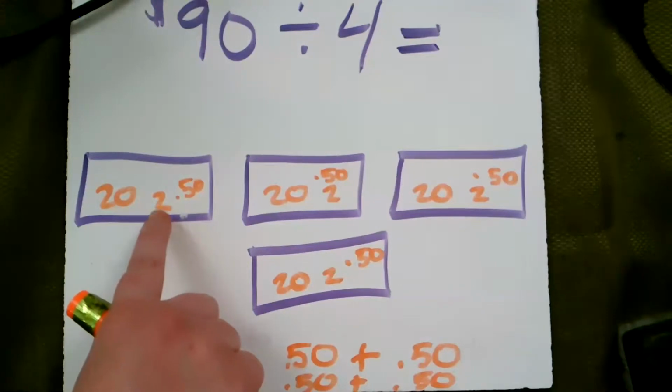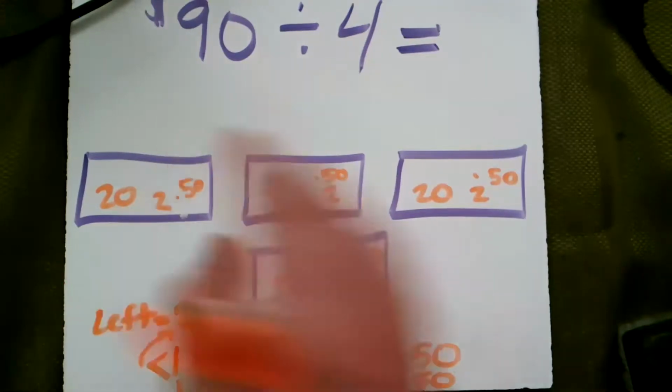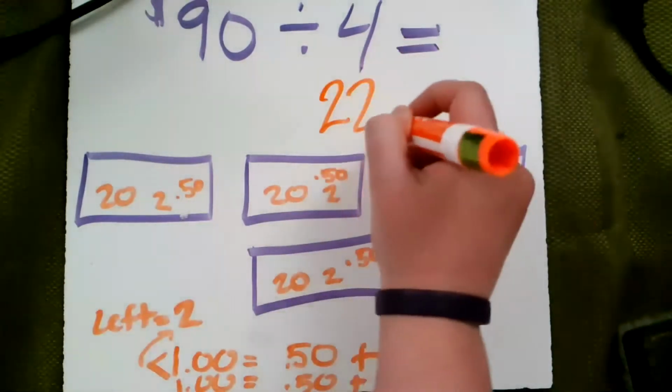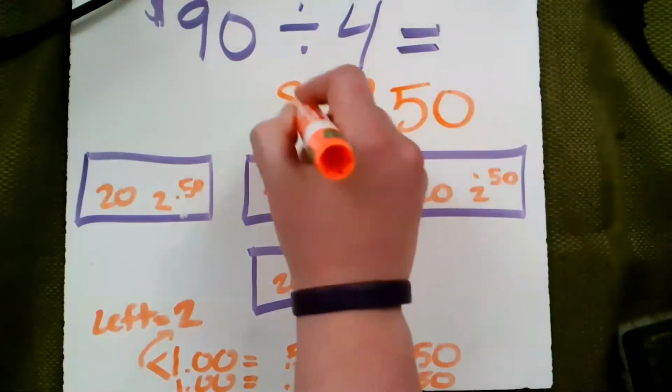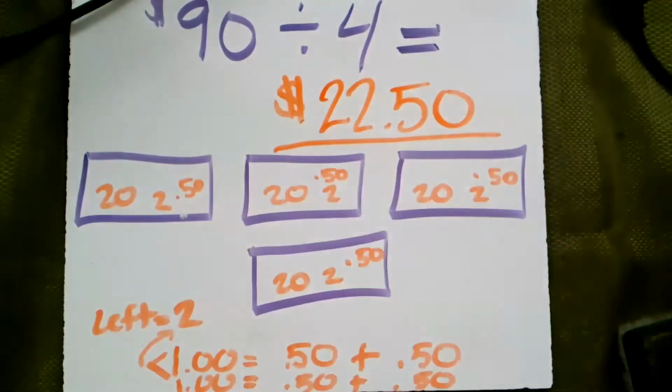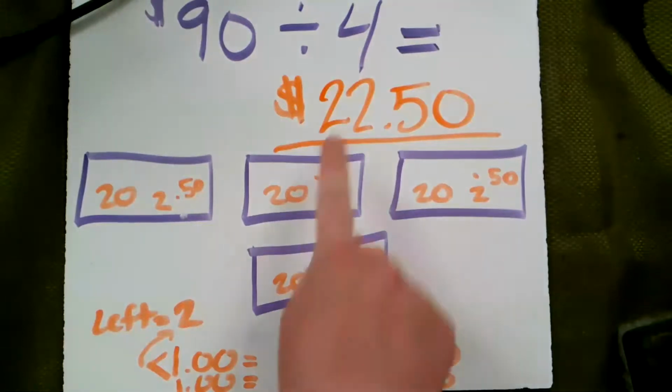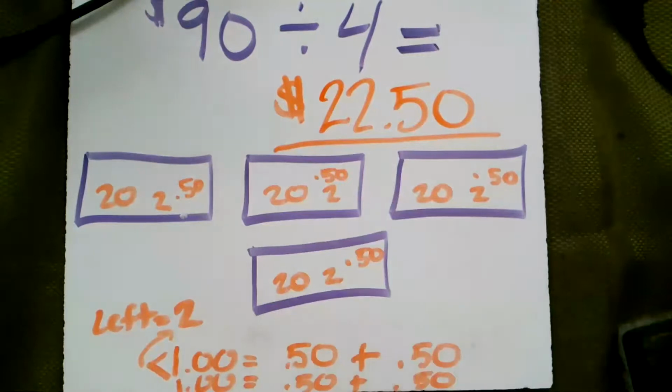$22.50. $22.50. Now again, you're going to have a problem like this on your worksheet. So hopefully this is helpful for you. $22.50. All right. We looked at it in money.